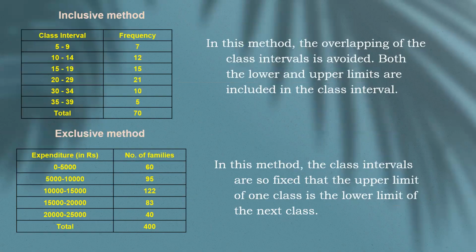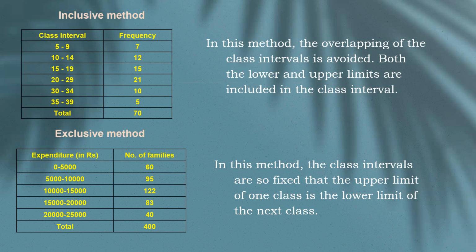Now the continuous series, as we saw in the previous slide, was of two types, inclusive and exclusive method. In the inclusive method, as the name itself defines, the values are included in that class interval. In this method, the overlapping of the class interval is avoided. Both the upper and lower limits are included in the class interval. You can see in this example, the first class interval is 5 to 9. The next class interval is 10 to 14. The 9 becomes the upper class limit of the first class interval and doesn't come to the next class interval. The next value 10 is the lower limit of the next class interval. That is all about the inclusive method, where the upper limit won't become the lower limit for the next class interval.